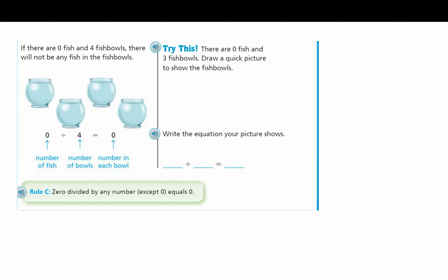All right, you've made it to level 3 now. You're on level 3. You've passed the first two. That means you've gotten them all correct so far. And so now we're on to Rule C.